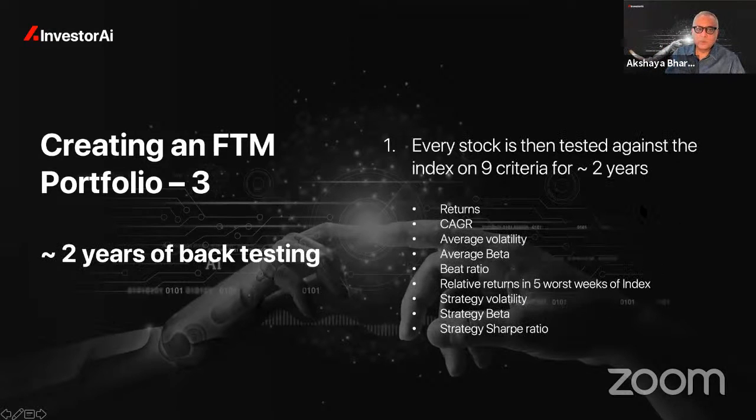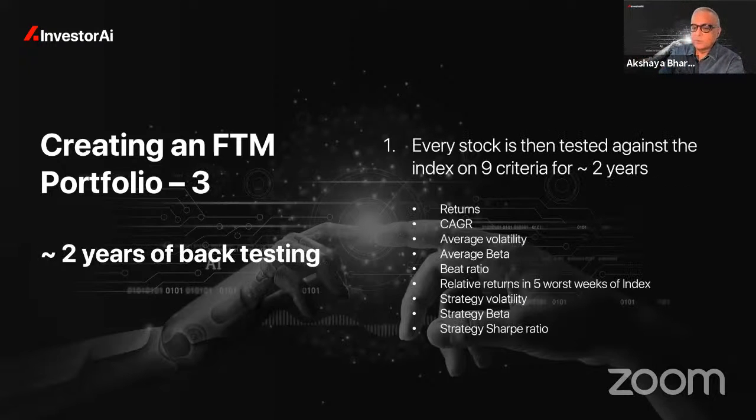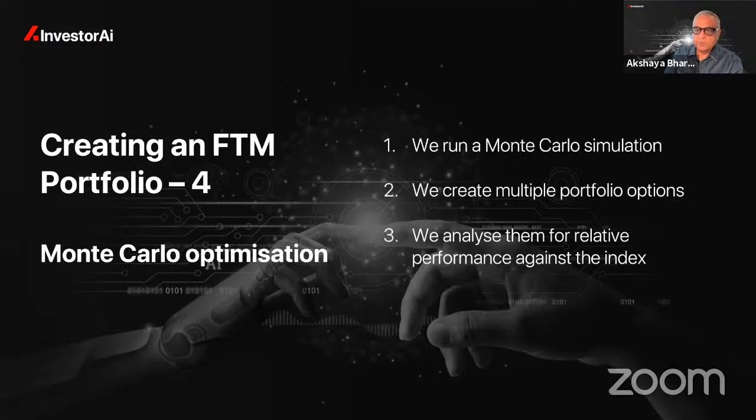Then what we do is 2 years of back testing. Every stock is tested against the index on 9 criteria, and these are the 9 criteria. They're tested for performance for 2 years. And as you will see, it includes relative returns in the 5 worst weeks of the index. So we check for a lot of things.